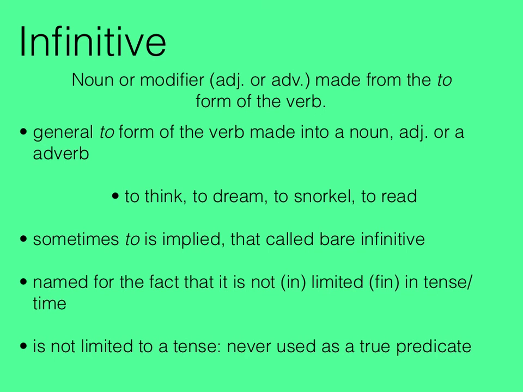Okay, so now we have infinitive. It is a noun or modifier made from the to form of the verb. The general to form of the verb is made into a noun, adjective, or an adverb. For example, to think, to dream, to snorkel, to read. Sometimes to is implied. That's called a bare infinitive.